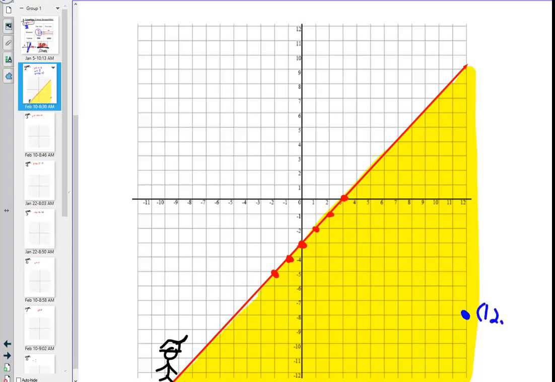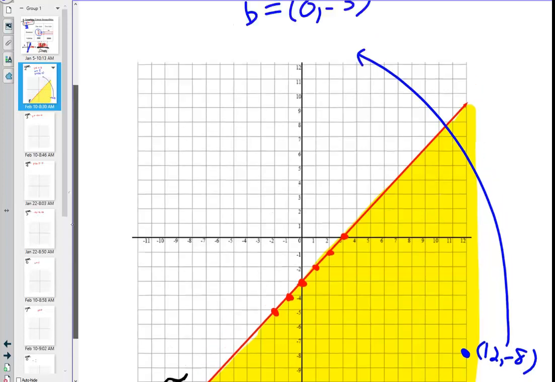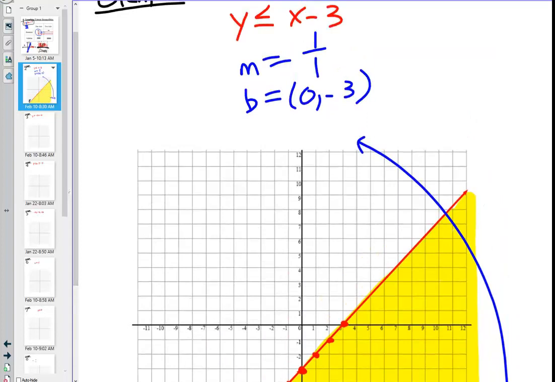Okay, so 12, -8. We would all agree that 12, -8 falls into the shaded region, right? So what should happen is I should be able to take any point that's in the shaded region and plug it into the inequality and get a true statement. So let's see if that works. The y he picked was -8, that should be less than or equal to 12 minus 3. 12 minus 3 is? 9. It is 9. Is -8 less than or equal to 9? Yeah, sure. It's not equal to, but it is less than. It just has to be one or the other.